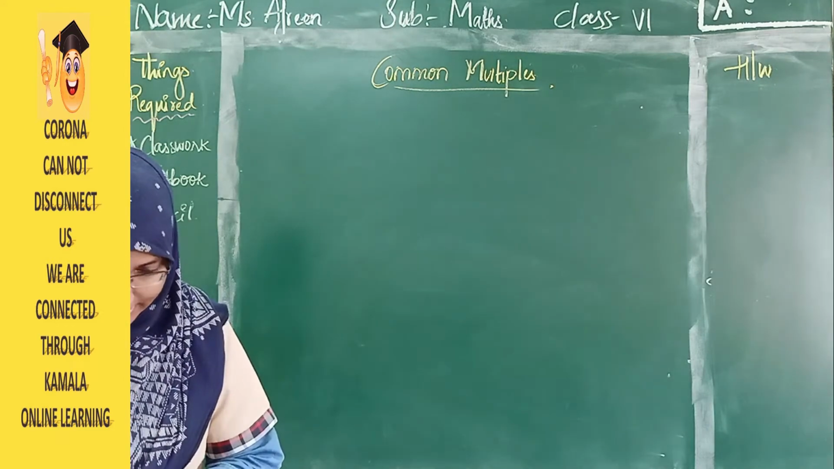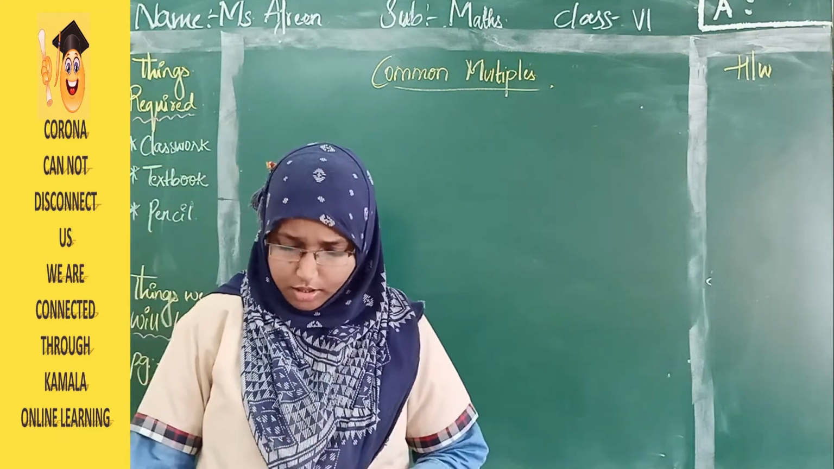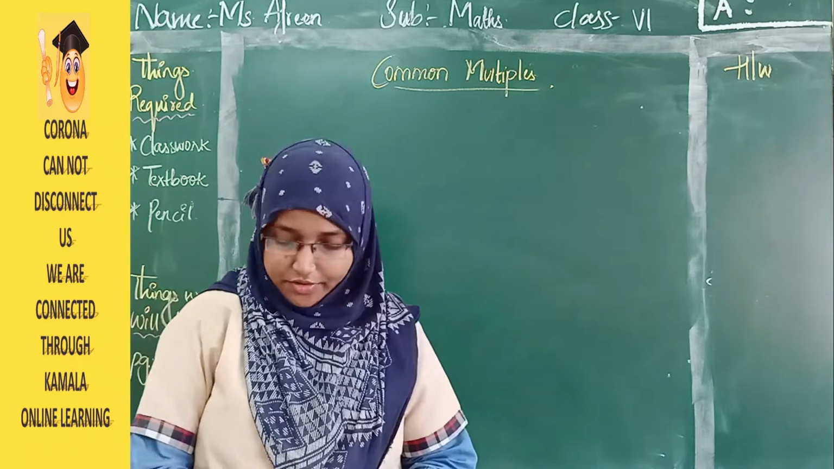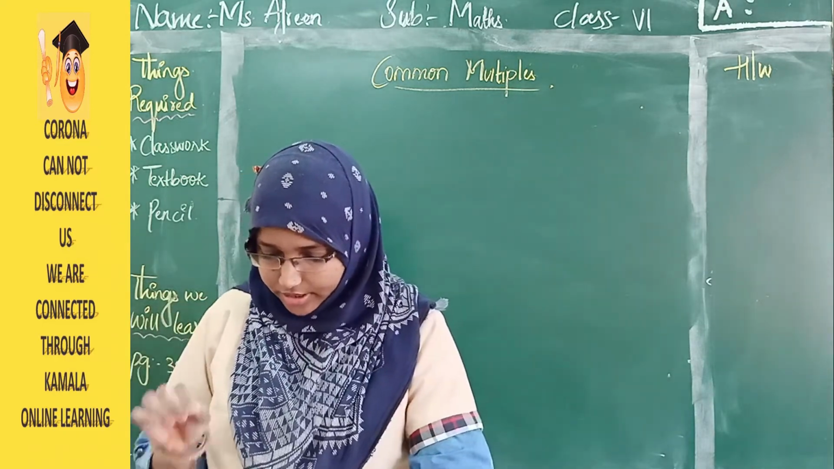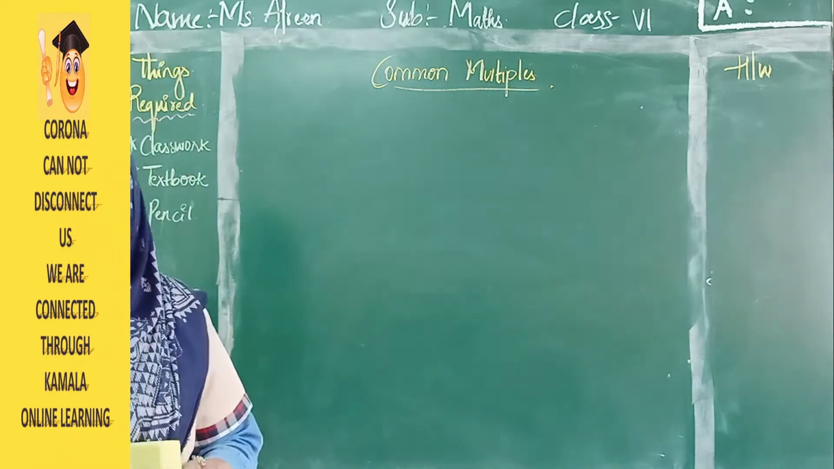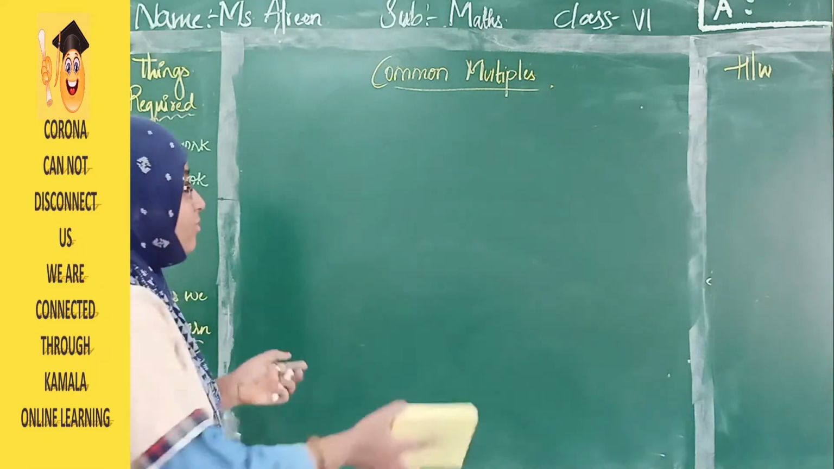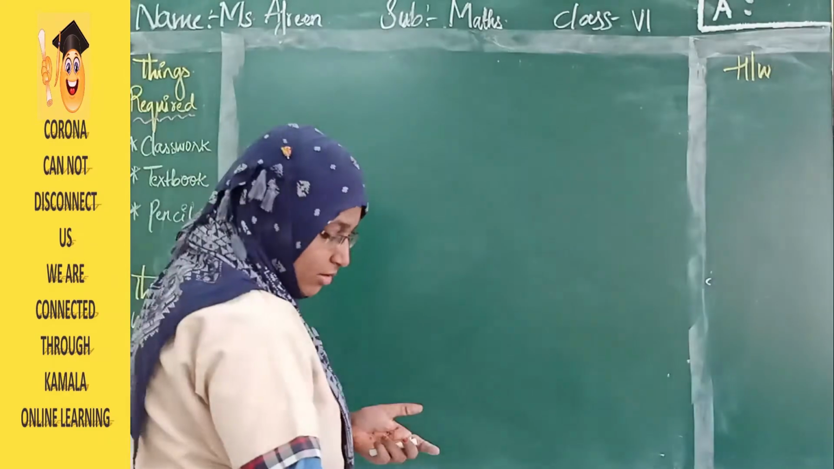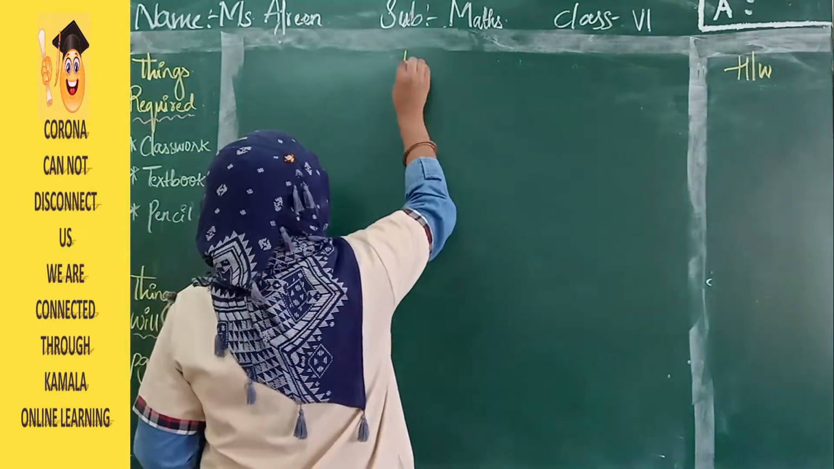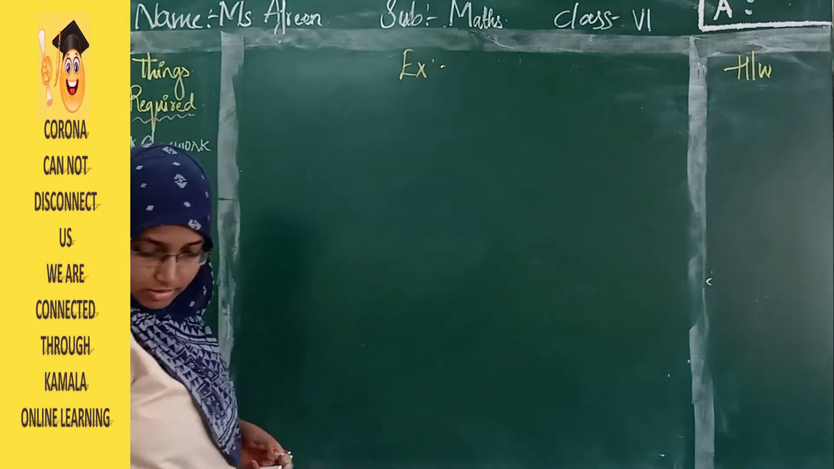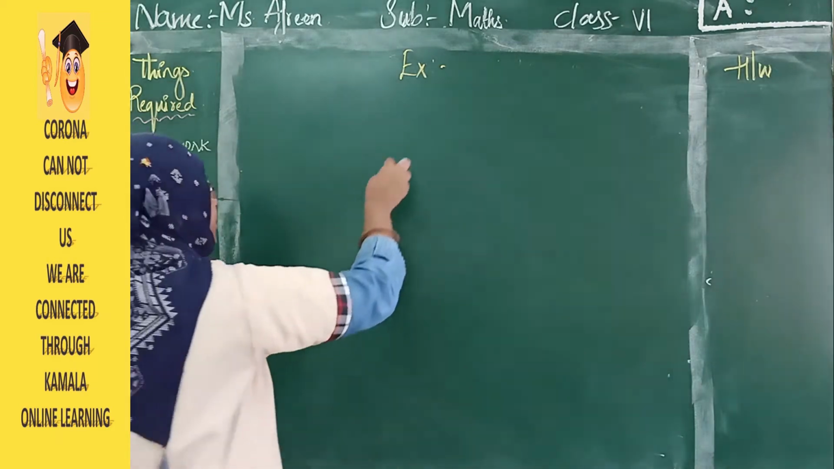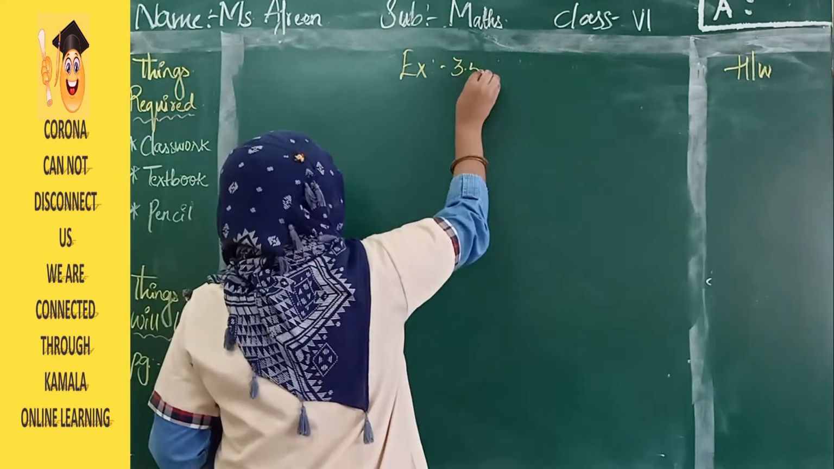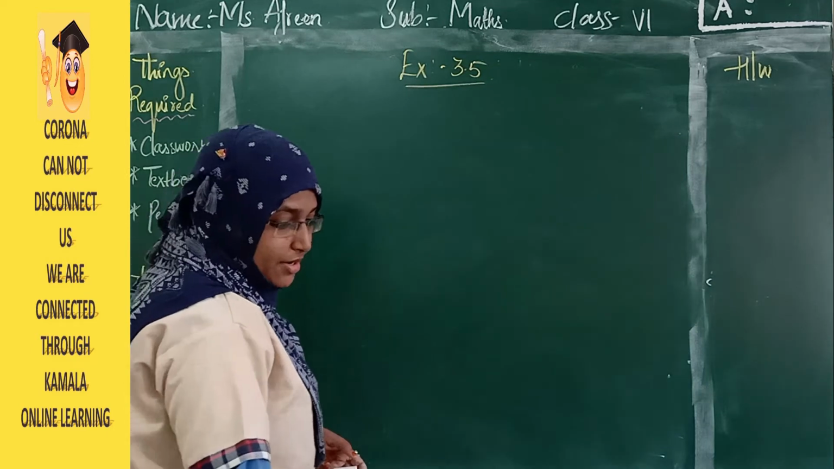Then after writing this, now open your classwork and write Exercise 3.5. First week, write down the complete heading of the first week in your notes and then we will start. Okay. Exercise 3.5, first week.